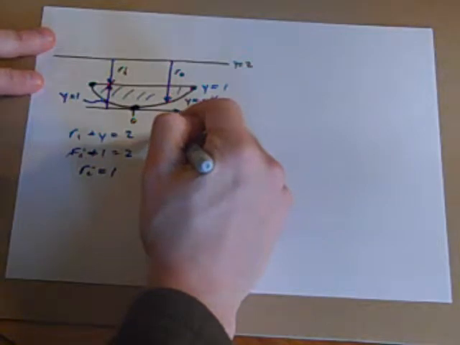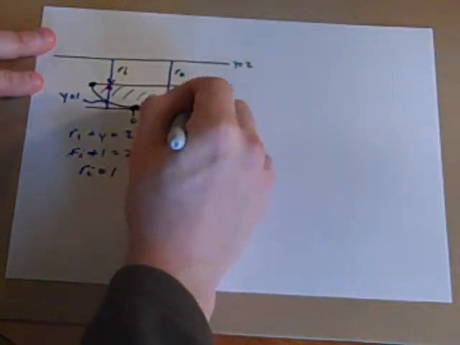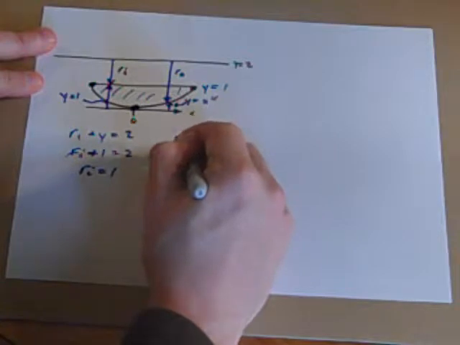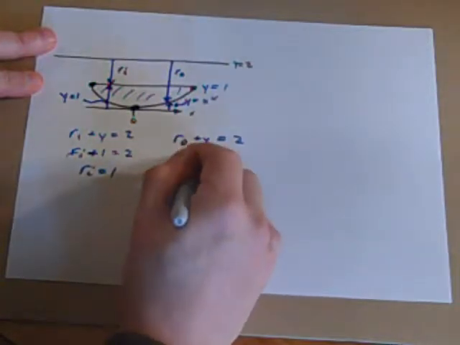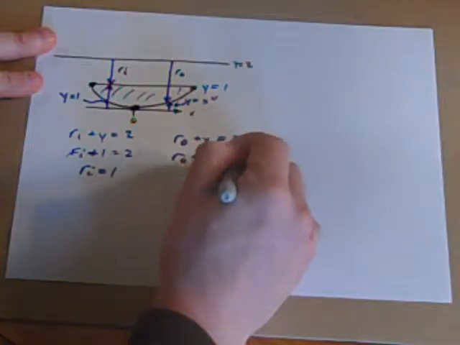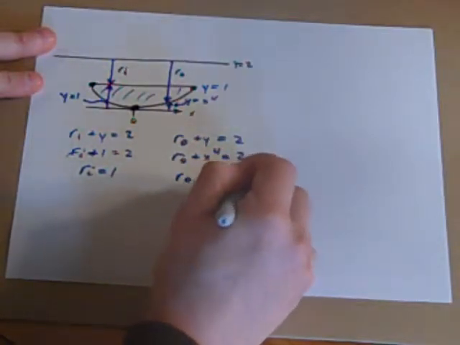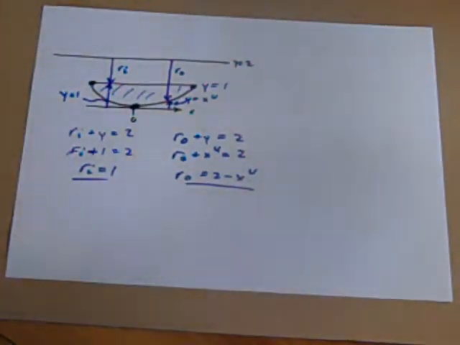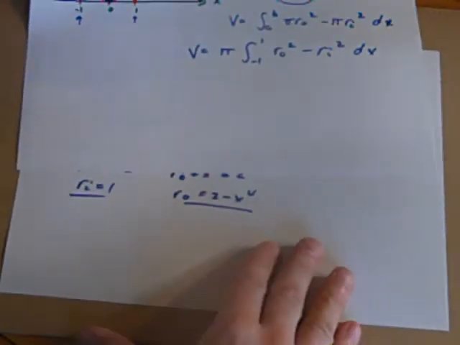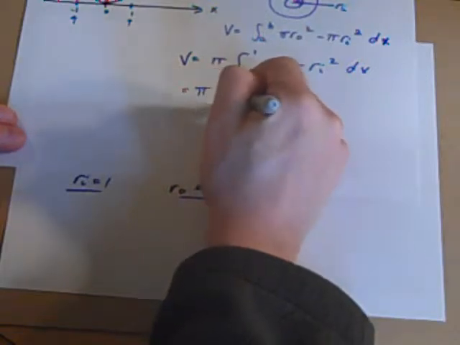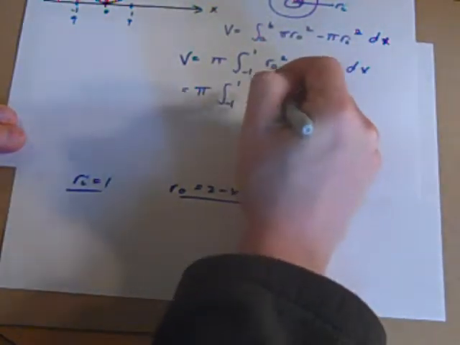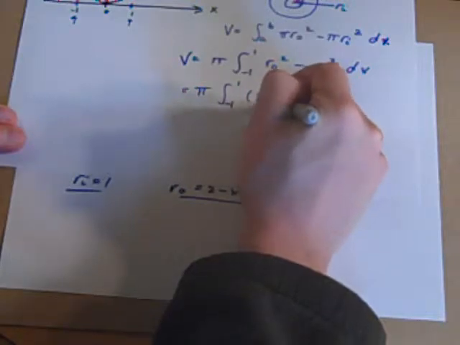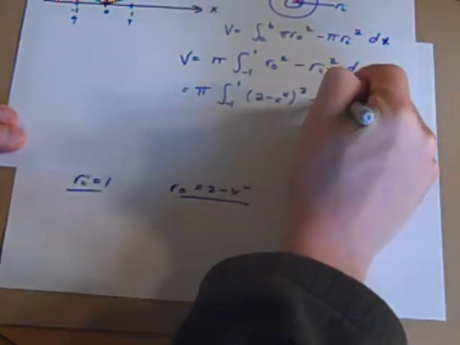Awesome. Likewise, I can do the same over here, but this time R_O plus y is going to be 2, but this time y is x to the fourth. So R_O is 2 minus x to the fourth. So R_I is 1 and R_O is 2 minus x to the fourth. So I can plug those into my function. So I get pi integral from negative 1 to 1 of R_O, 2 minus x to the fourth quantity squared, minus, and I'll write it out as 1 squared so we see that. And that's my integral.